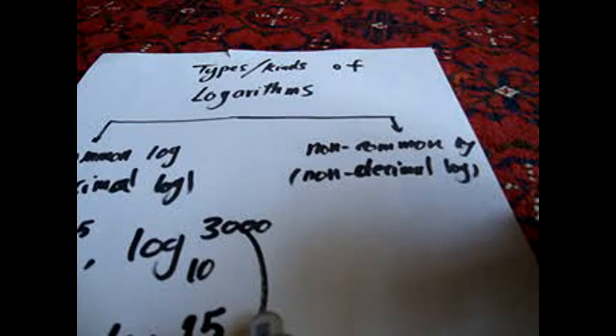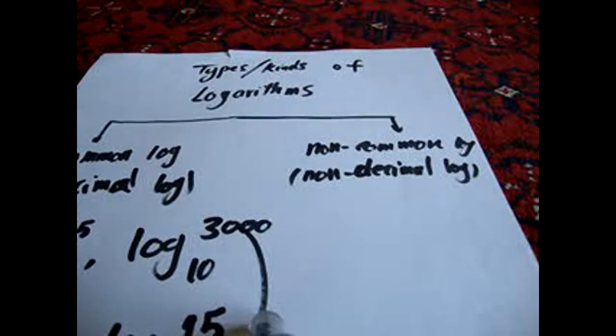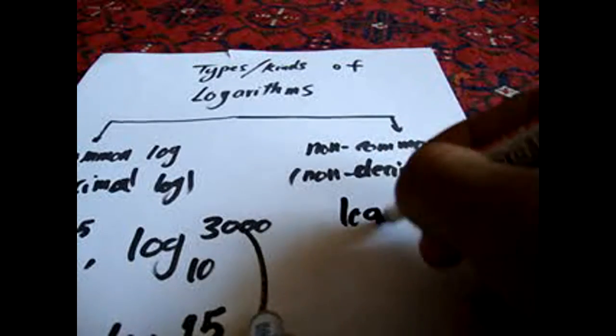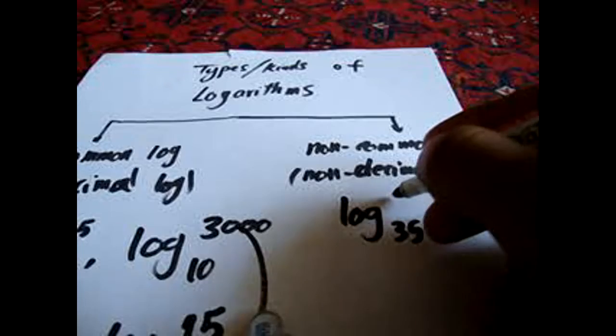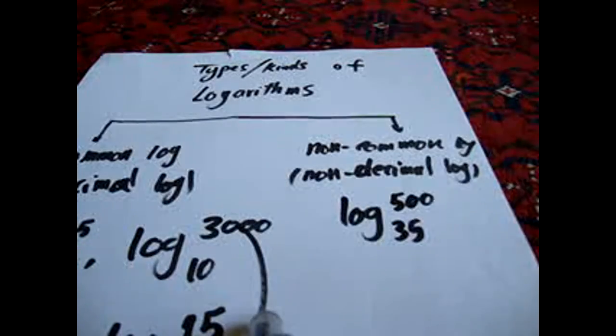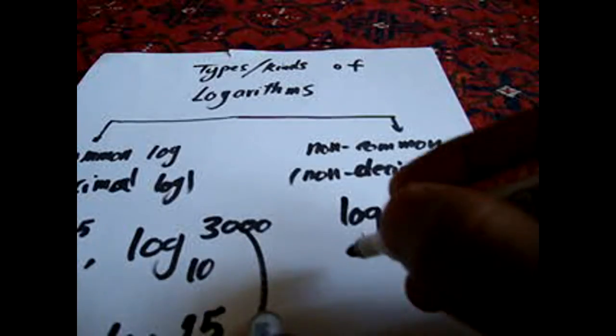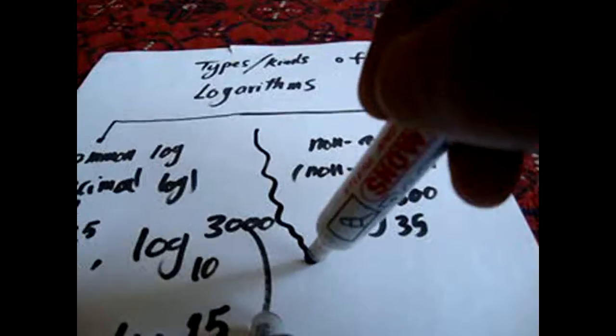If you see a logarithm that doesn't have the number 10 in its base, it's simply a non-common logarithm. For example, log base 35 of 500 is an uncommon log.